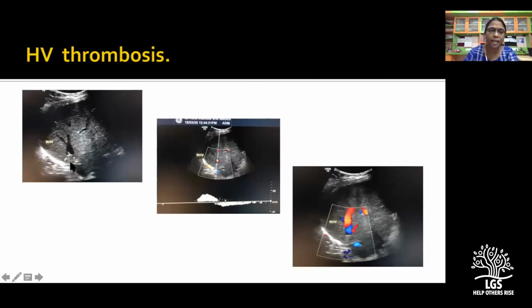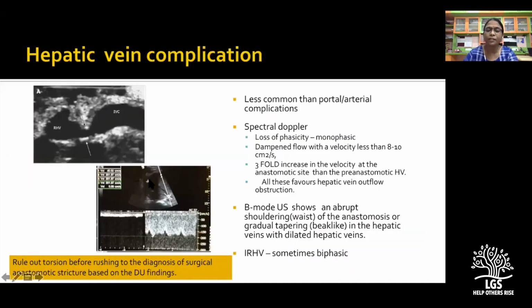So this is a case of a focal echogenic thrombus at the confluence of the right hepatic vein, that is, at the level of anastomosis. Here we can see a dampened monophasic flow, and the hepatic vein is red in color because of the retrograde flow. And if you see similar imaging, that is, a dampened flow, monophasic waveform with the loss of phasic variation, in the delayed follow-up imaging, then we have to suspect a hepatic vein stenosis.